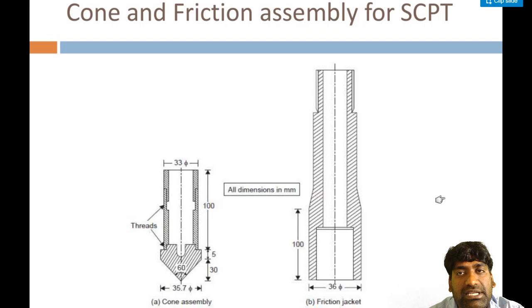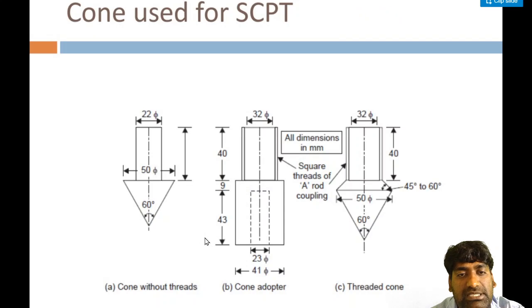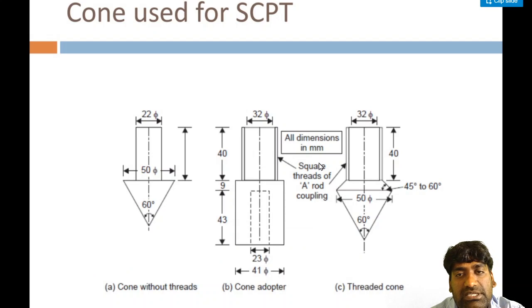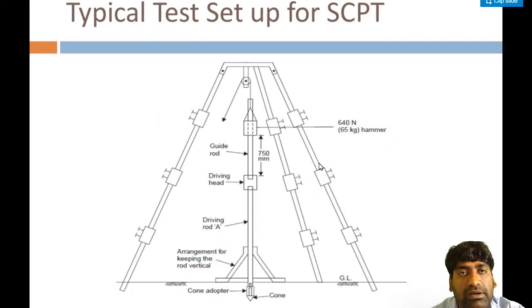So this is the cone and friction assembly: a 60-degree apex angle, 35.7 mm cone assembly whose height is 100 mm. You can see the friction jacket over here, and the dimensions are given in mm. Cone without threads, cone adapter and threaded cone are given, and their dimensions are given in this figure. You can see clearly, and you should try to remember all these details.